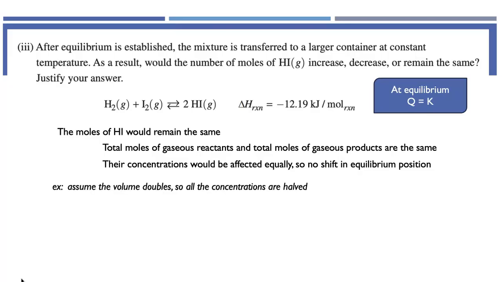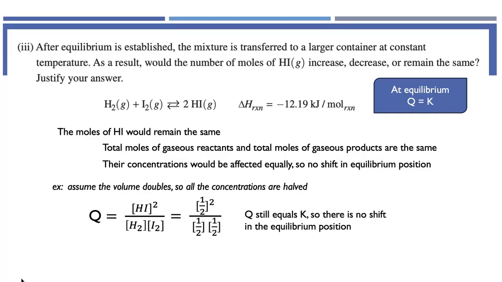Now, there is another way to back this up using a Q versus K argument. So if we assume, for example, that the volume doubled, we just know that it's larger, but let's just assume it doubled. In that case, all the concentrations would be halved because of my initial stress compared to what they were at equilibrium. So if I think about Q, my concentration of HI would be half of what it was originally. My hydrogen concentration would be half of what it was originally. My iodine concentration would be half of what it was originally. So when I substitute this into Q, Q still equals K because everything cancels out. There's no shift in the equilibrium position.